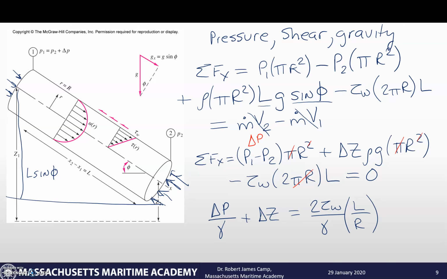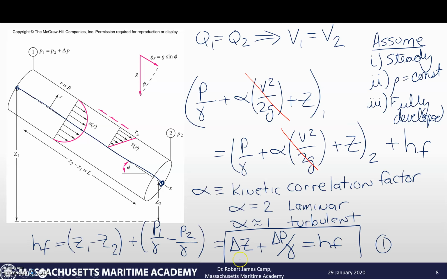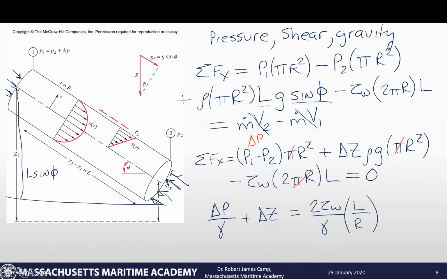Now if I take a look at that and compare it back to my other equation, let's roll back in the notes a little bit. See here we got delta Z plus delta P over gamma is equal to HF. So I have delta P over gamma plus delta Z is equal to this, and this is also equal to HF. So now we have an equation where we do not need the pressure and the gravity drop to calculate HF. The thing to note is that we can now calculate HF knowing the shear stress at the wall and some other easy properties.